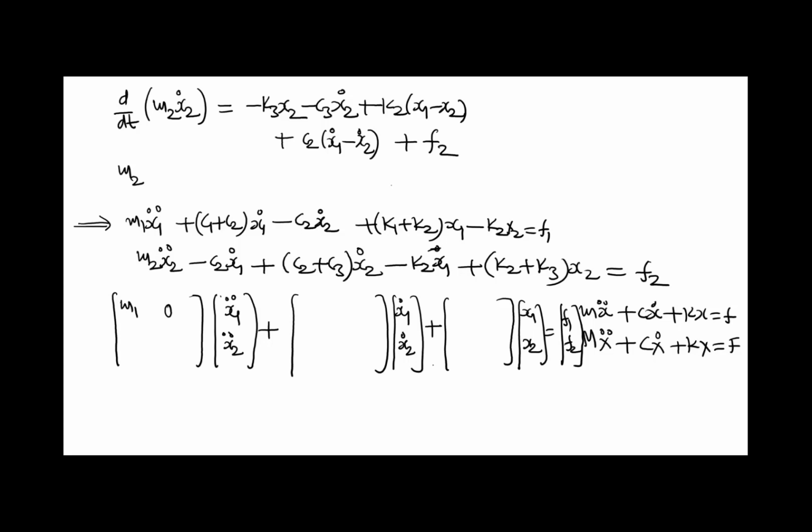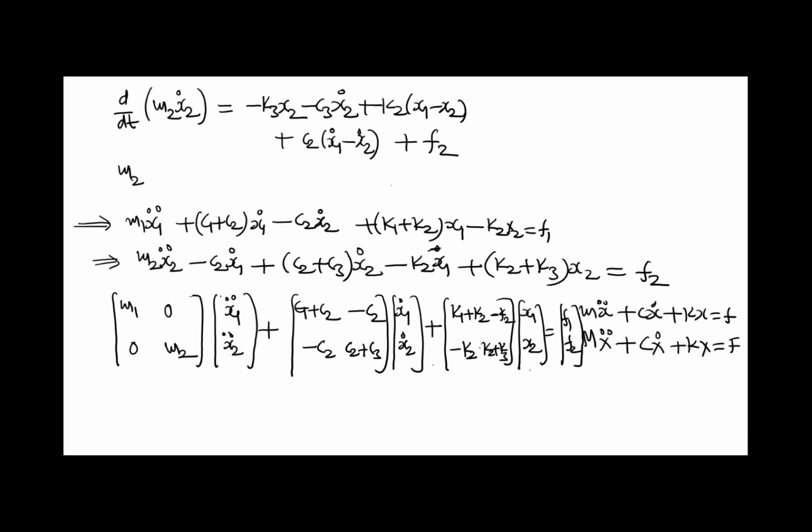Then it comes to the C matrix, the damping terms. The first term will come as C1 plus C2, and the second term will come as minus C2. Here it is K1 plus K2, minus K2. Then the second equation of motion, m2 x2 double dot, there is only one term, so 0, m2. Then you have minus C2, C2 plus C3, and then you have minus K2, K2 plus K3.